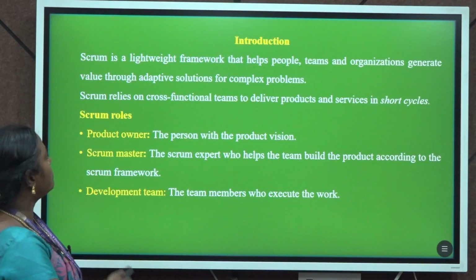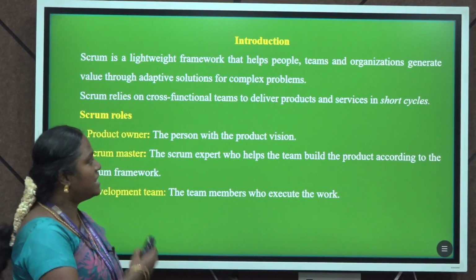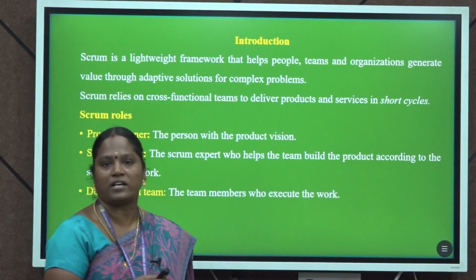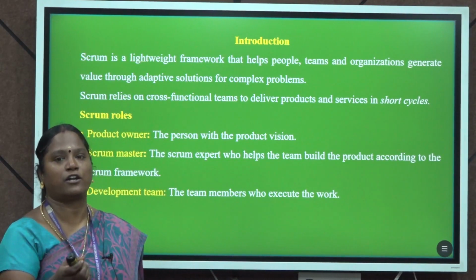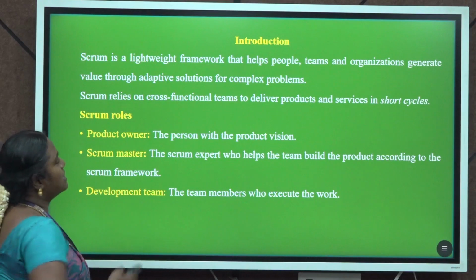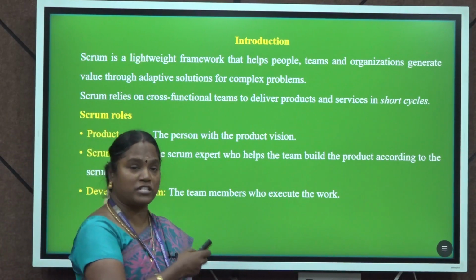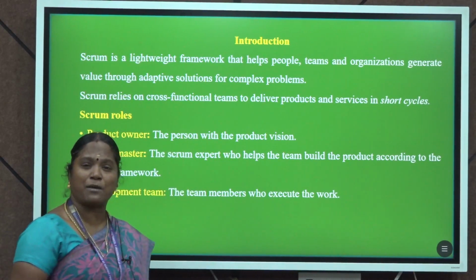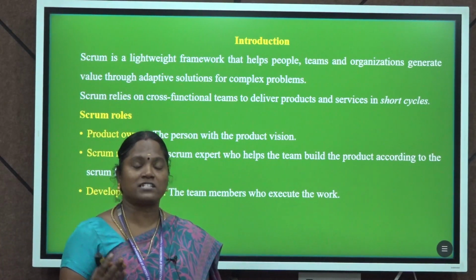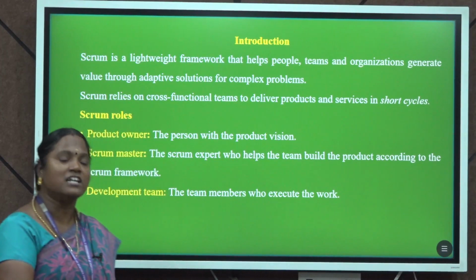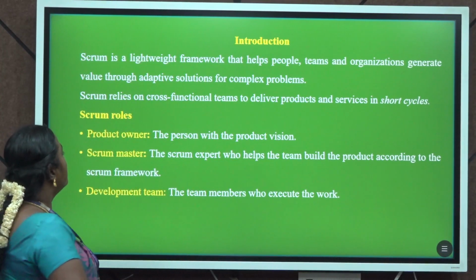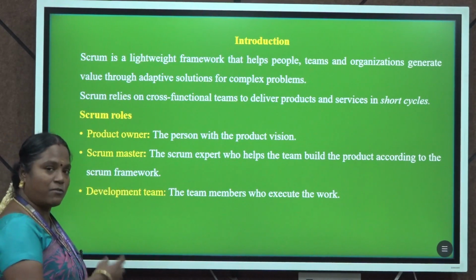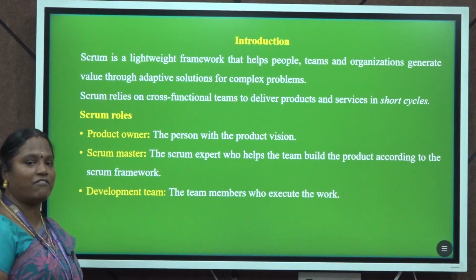So coming to Scrum. Scrum is a lightweight framework that helps people, teams and organizations find a solution for a complex problem by generating value through adaptive solutions. So Scrum uses a cross-functional team to deliver products and services in short cycles. Here the cross-functional team is a group of people with various knowledge and skills working together to deliver the product to the customer. Scrum contains three roles. One is product owner, second is Scrum Master, third is development team.